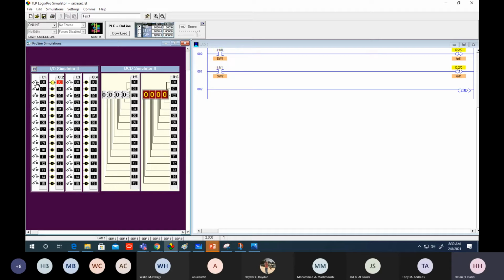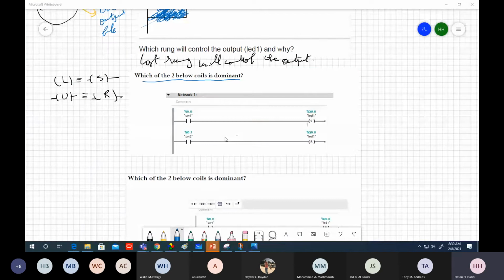Okay. So it is on, because now switch 2 is not closed, this switch is still up. When I close it, then the last triangle wins. Is it clear? So when I write it this way, the last rank will win. Okay.